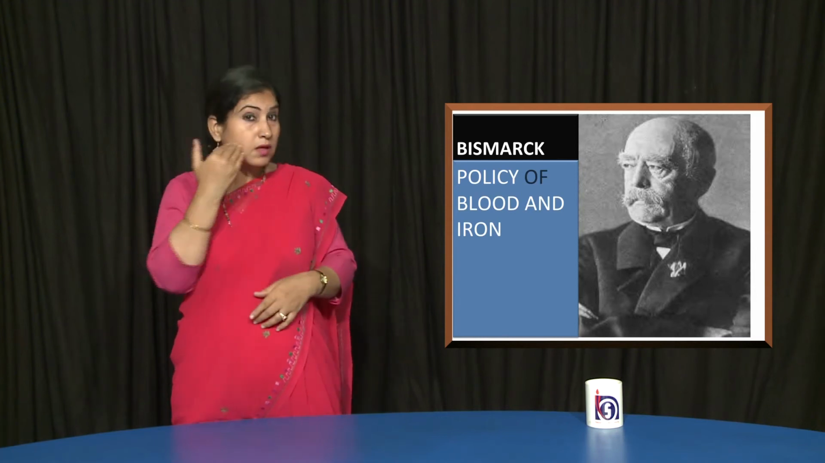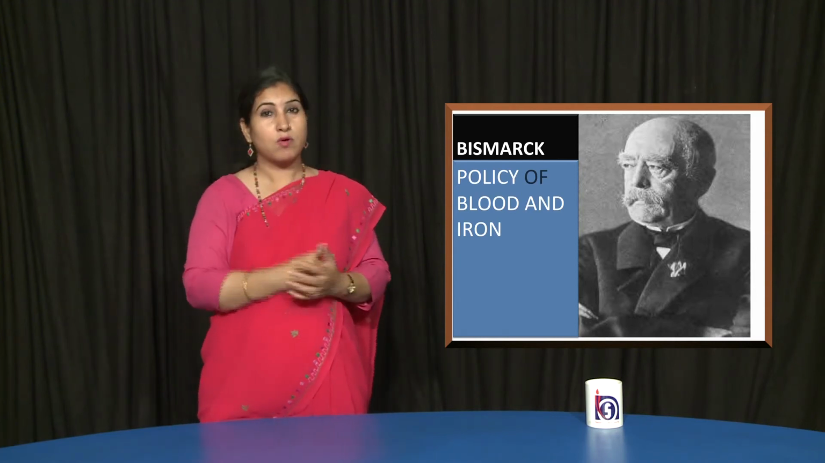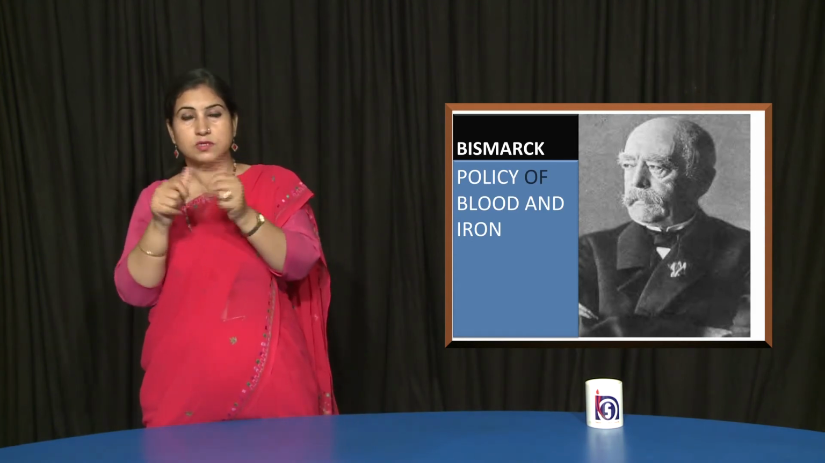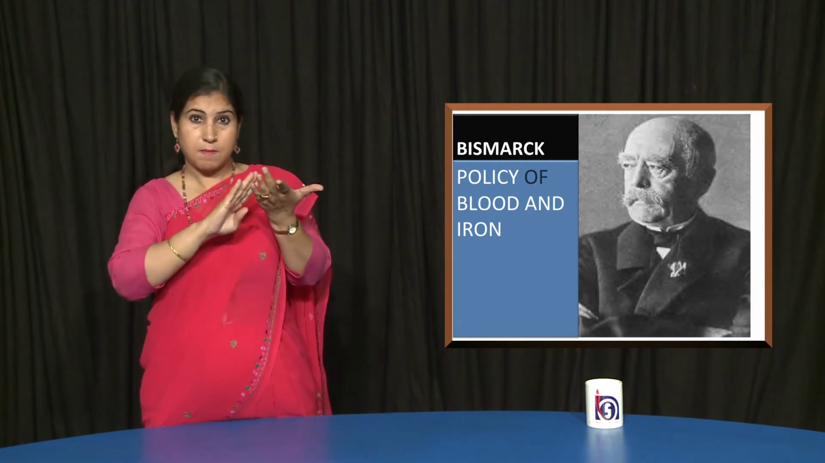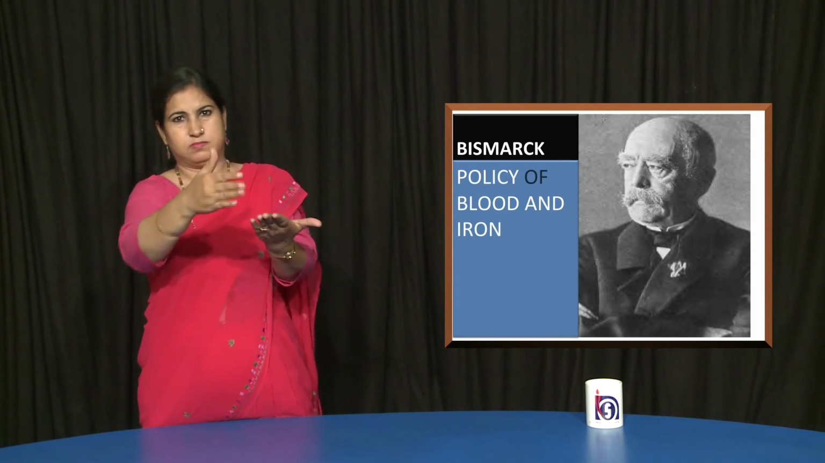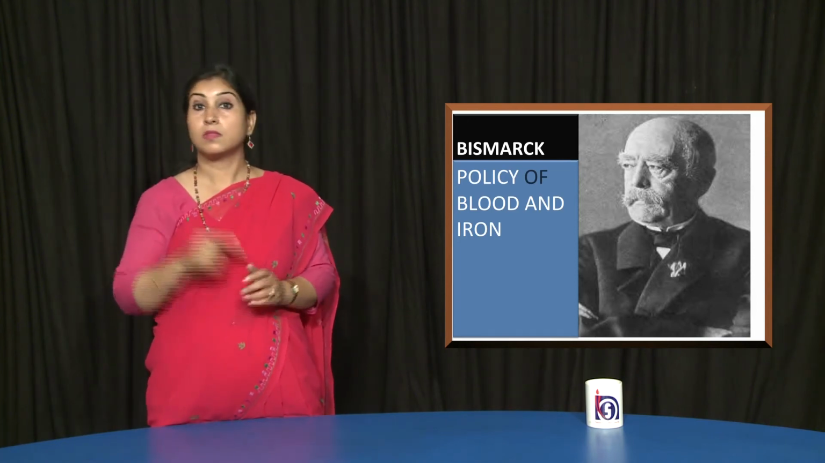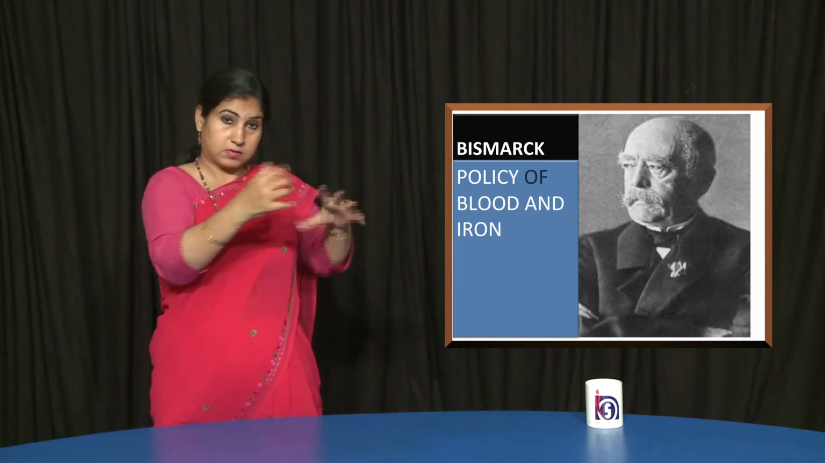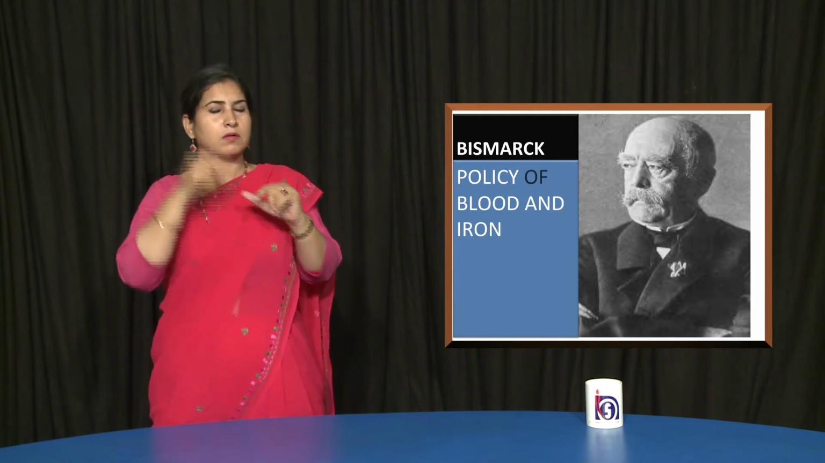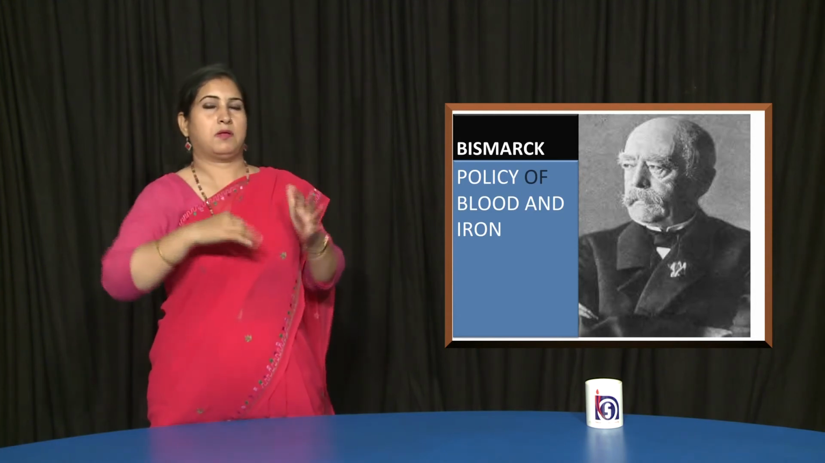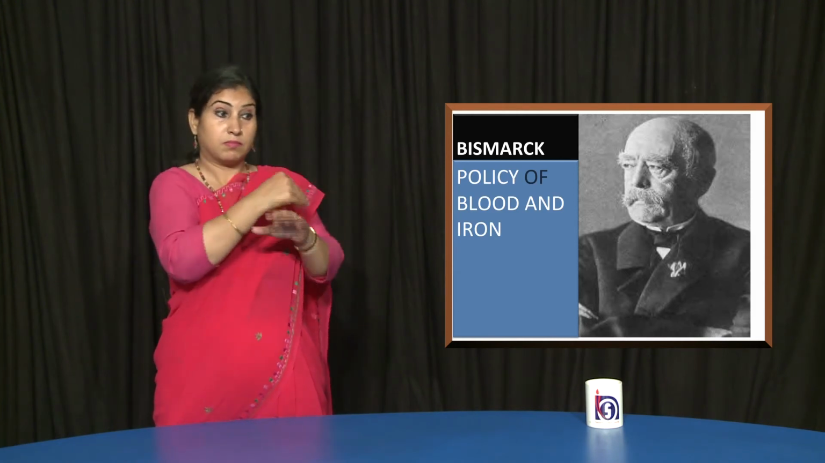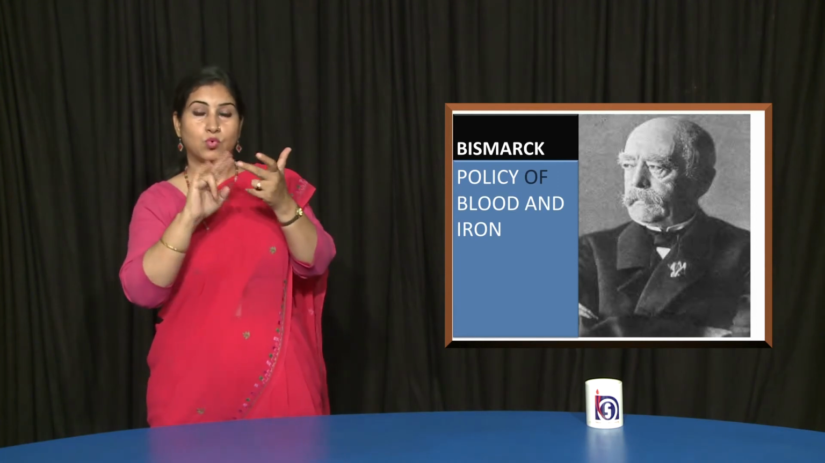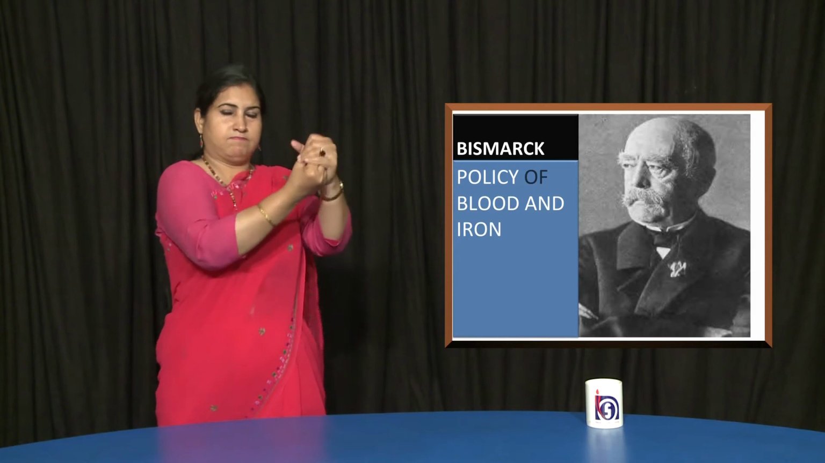Later, in the year 1864, Bismarck took Austria's help to end the rule of Denmark. After ending the rule of Denmark over these two states, Bismarck focused on ending the rule of Austria. Prussia defeated Austria and the North German Confederation was formed.